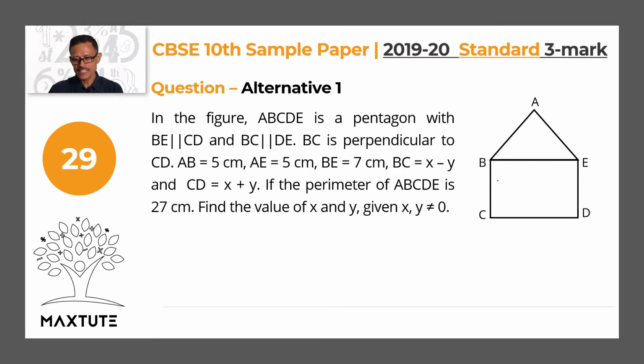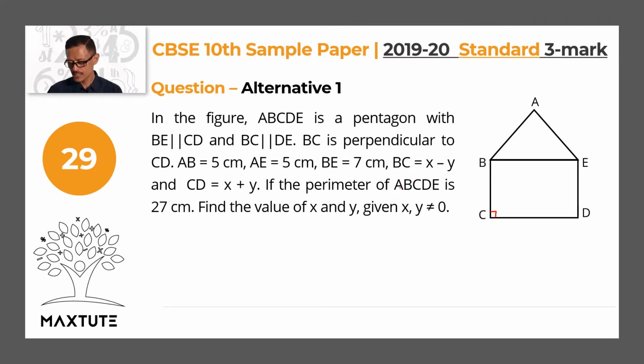In the figure, ABCDE is a pentagon. So this figure given to us is a pentagon, with BE being parallel to CD, BC being parallel to DE. We'll note all of that in the subsequent slide. BC is perpendicular to CD, this is given to us. Measures of AB, AE and BE are given.